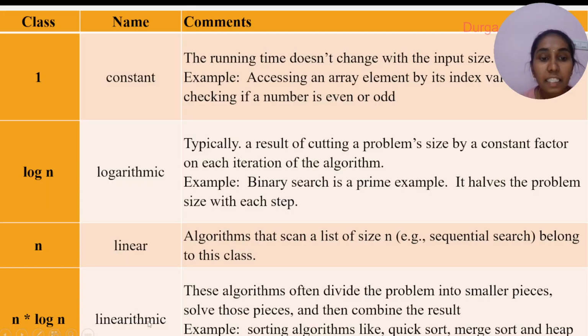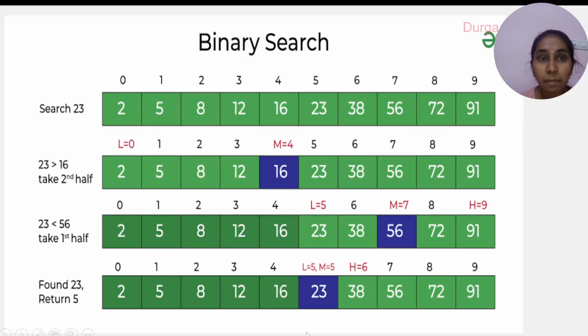The next one is linearithmic. There is a difference between logarithmic and linearithmic. This algorithm divides the problem into smaller pieces, solves those smaller pieces independently, and combines the results. So examples are quicksort and merge sort.